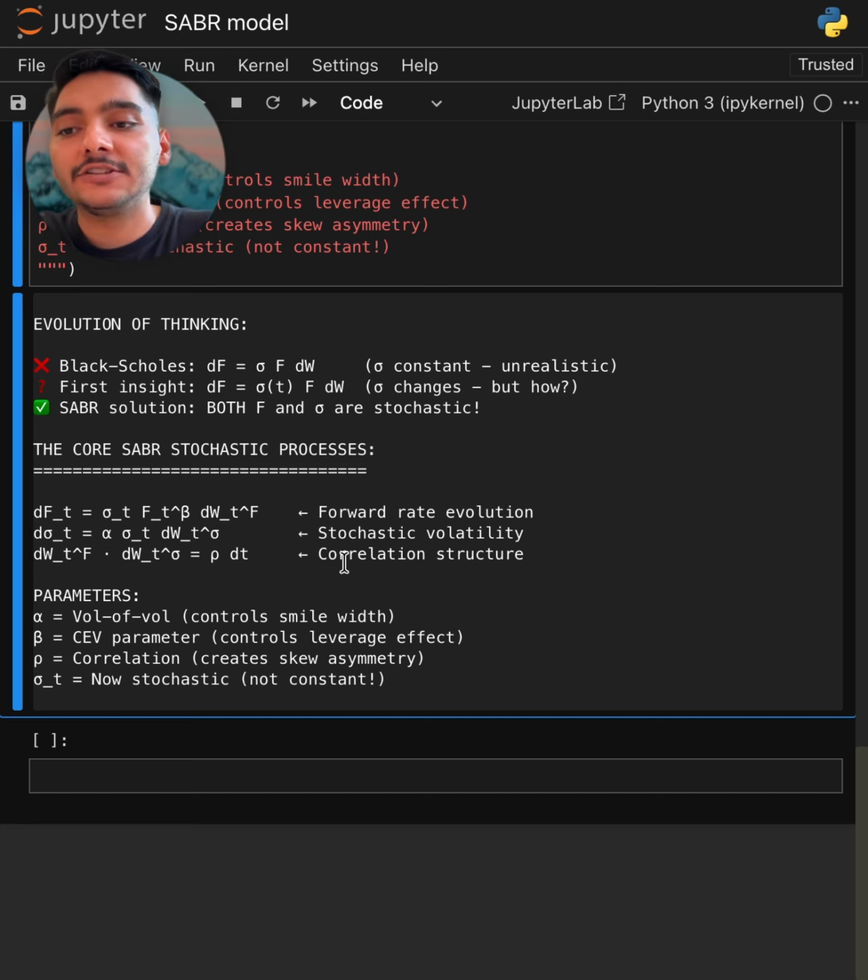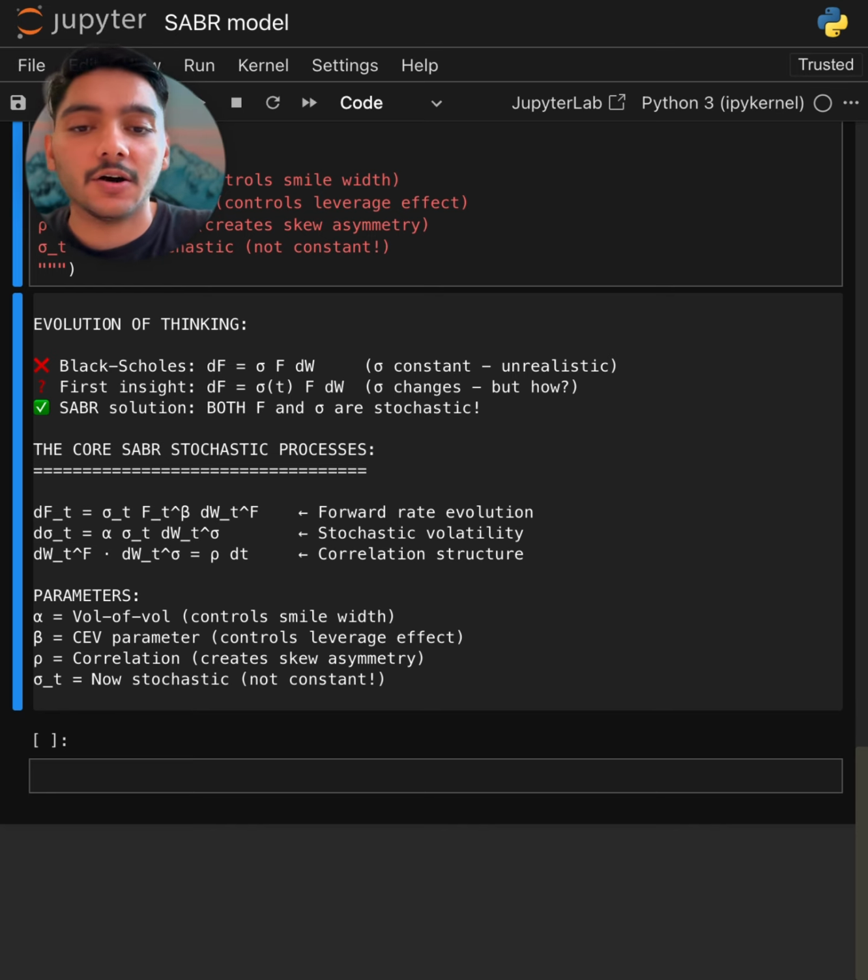The parameters: alpha is the vol of vol, and it controls the smile width. Beta is the CEV parameter and controls the leverage effect, and rho is the correlation, which creates the skew asymmetry. And sigma t is now stochastic, not constant. We are making it stochastic now.